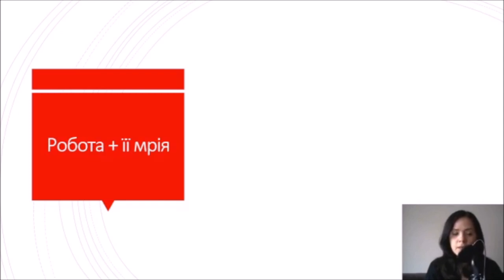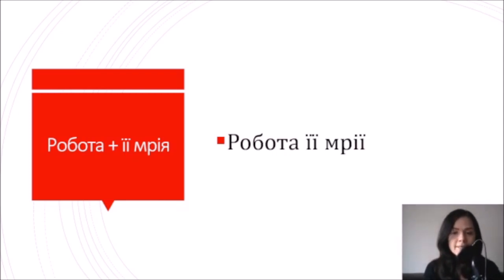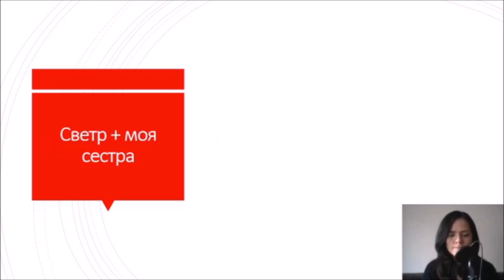Робота, її мрія. Робота means the job and її мрія means her dream. Okay? So to say the job of her dream, we will say робота її мрії. Again, here we have її in nominative and її in genitive, but that's just because of how these pronouns are. They are just the same for nominative and genitive. Now we are going to take a look at different ones and you will see that they are going to change.